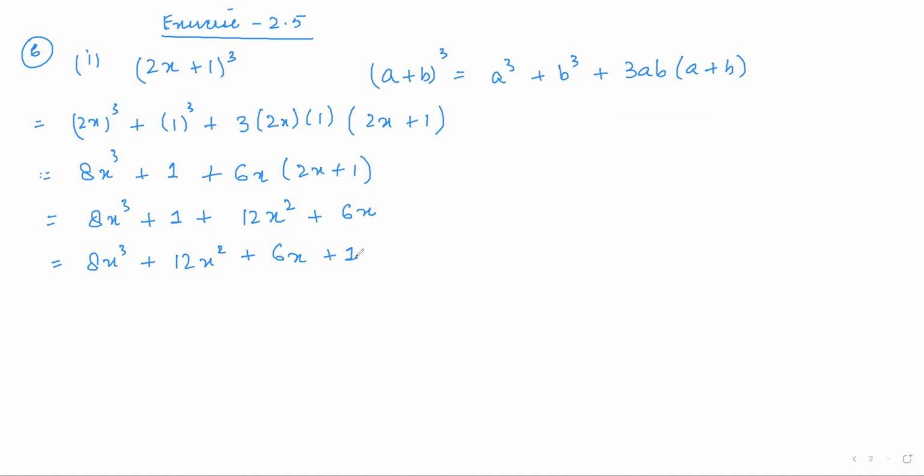Yes, ma'am. Adil, can you hear me? Yes. Okay, so this is the first question I've started. Question number 6, first part. So I'm using this identity a plus b whole cube here.